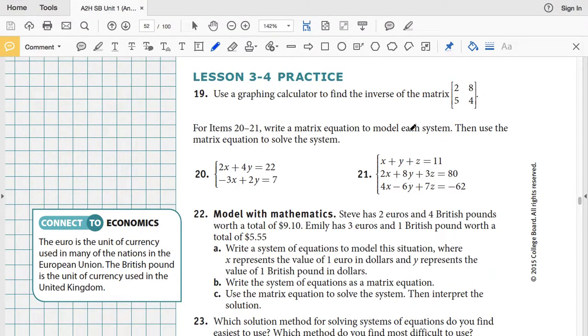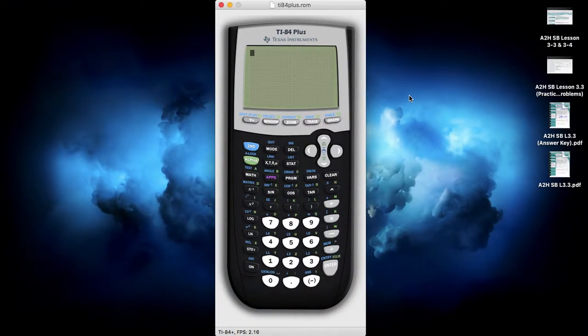Okay, so this is lesson 3-4 practice, and this should be a pretty quick one because we are using the calculators to assist us in solving linear equations with matrices. So let's get right to it. Number 19, use a graphing calculator to find the inverse of matrix 2, 8, 5, 4. So let's go ahead and do that.